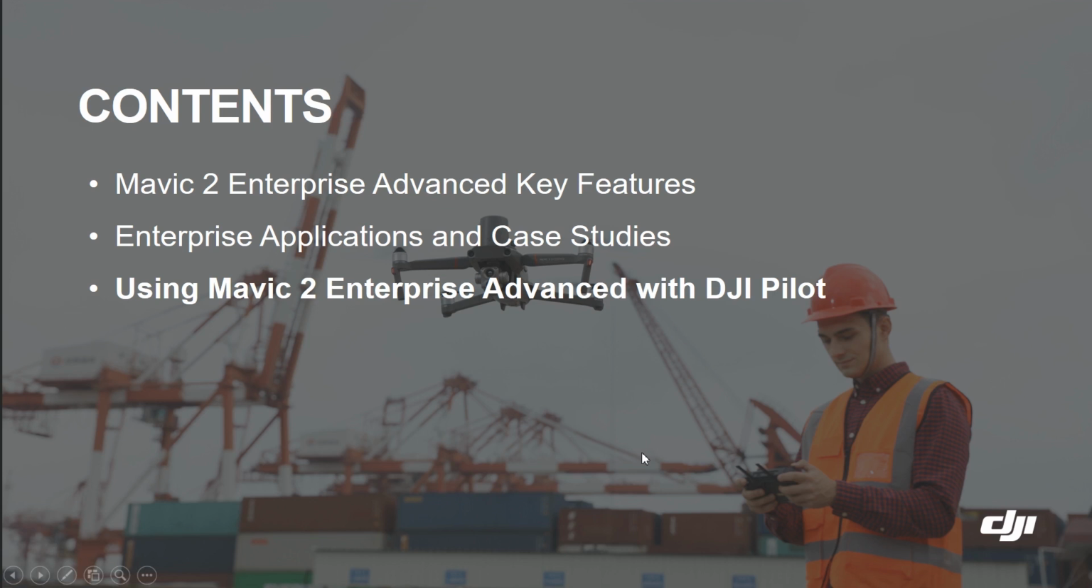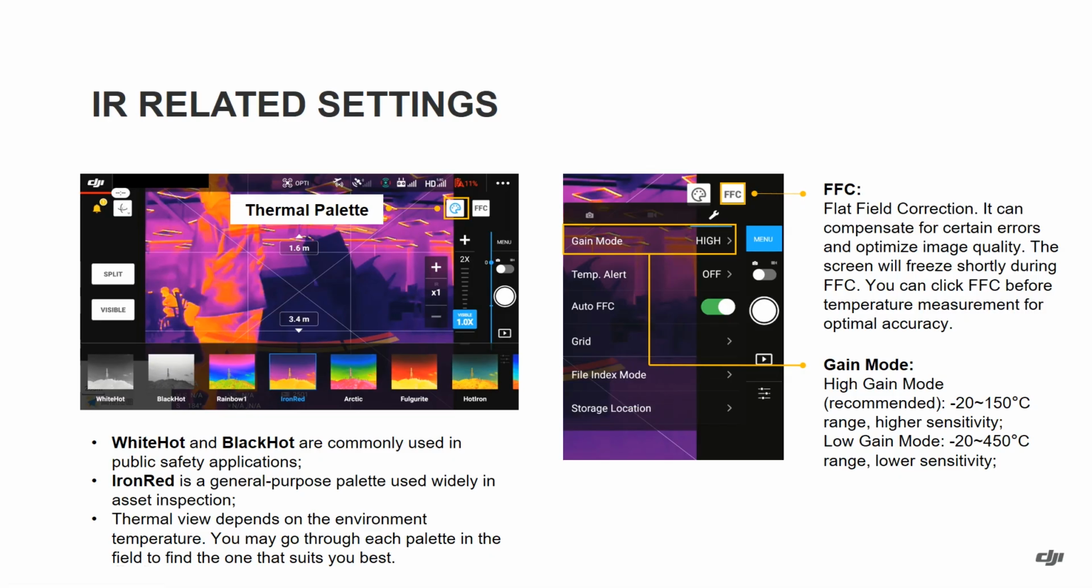Finally, in the last part, I have a few tips regarding using the functionalities of the M2EA. The first topic I would like to share with you is the IR-related settings. And among all the features, the thermal palette, I believe, is the most commonly and most important feature when you use the thermal function. It actually maps the temperature range to different colors. So each palette may be useful in different kinds of applications.